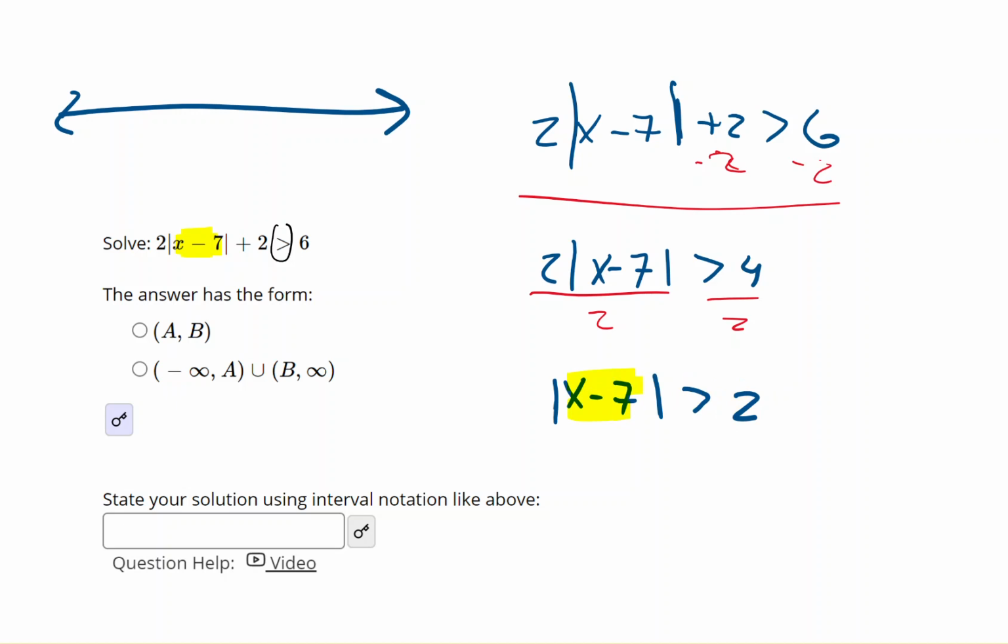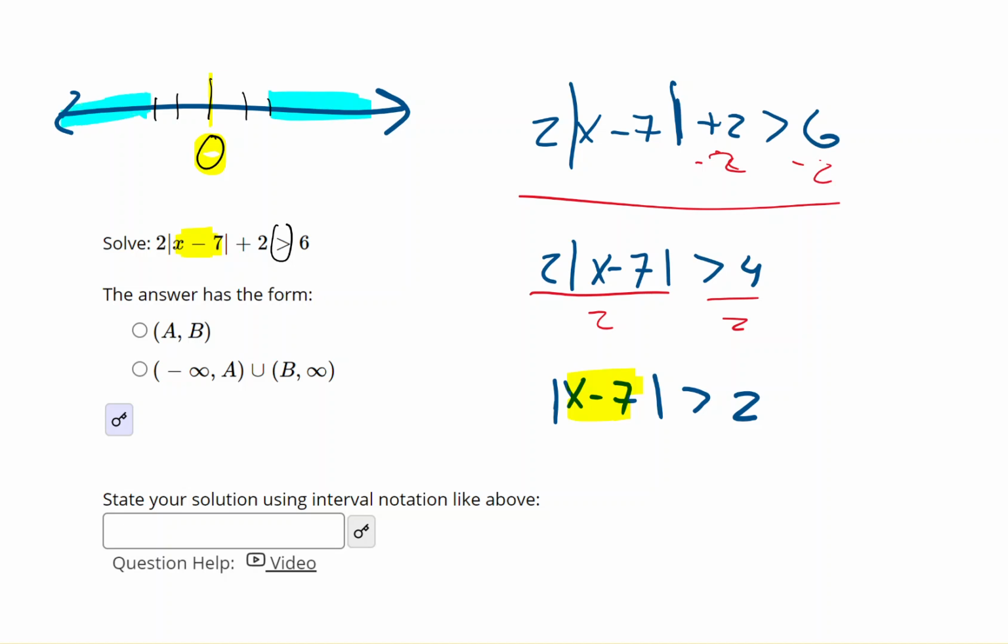Well, I'm looking at my number line. I'm looking at my number line, and 0 is right here. So I'm thinking of, okay, more than 2 units away from 0. That could mean anything bigger than 2 is more than 2 units away from 0. Anything less than negative 2 is more than 2 units away from 0.